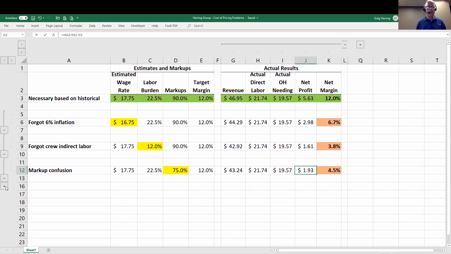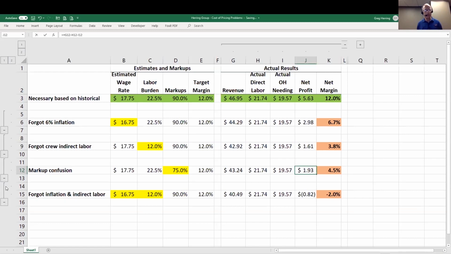So why don't you click on line 13 there? And what if you happen to forget two things, inflation and indirect labor, right? So then your markup is negative 2%. Or excuse me, your net margin is negative 2%. So that's a big shift.